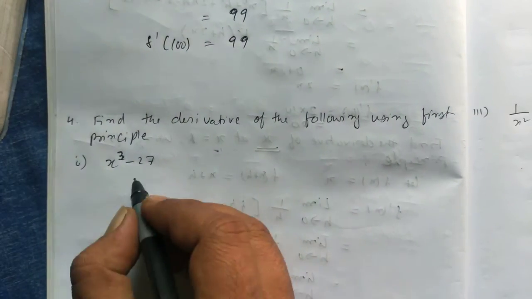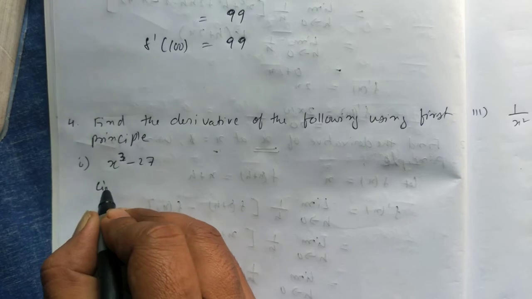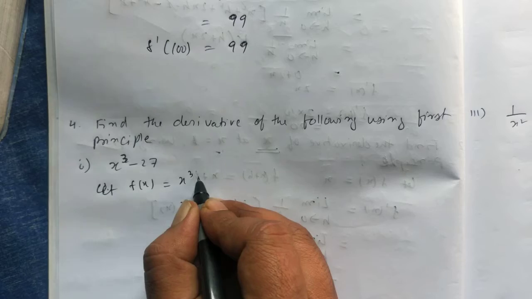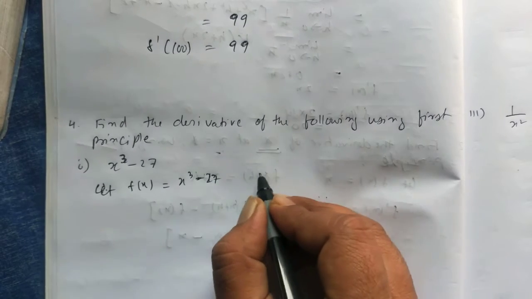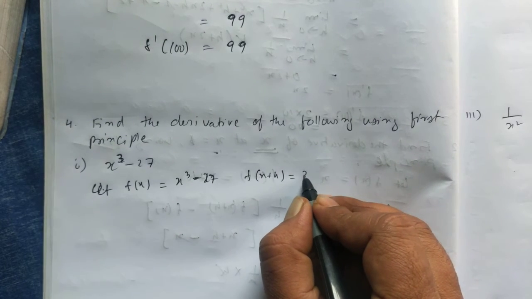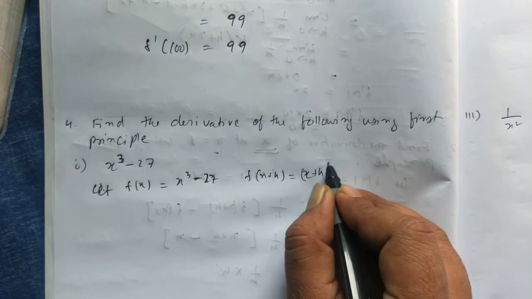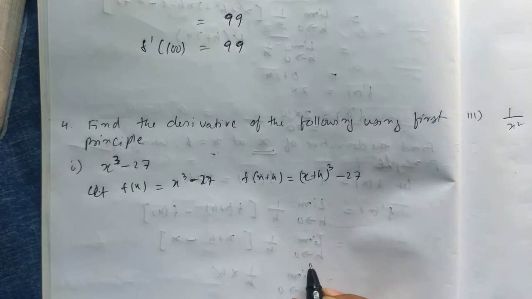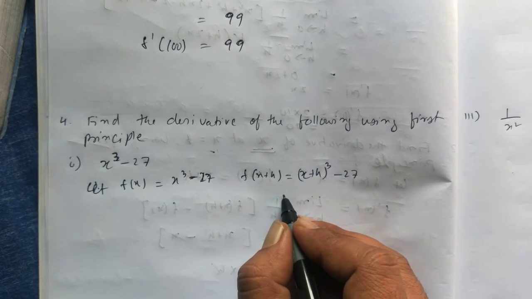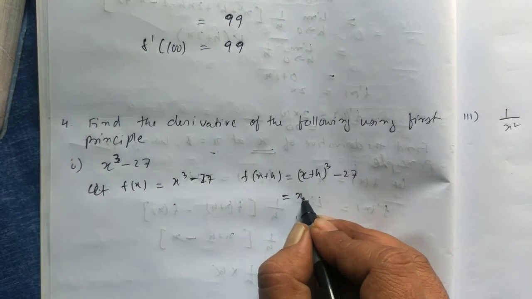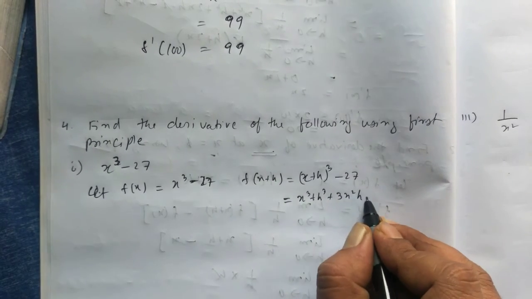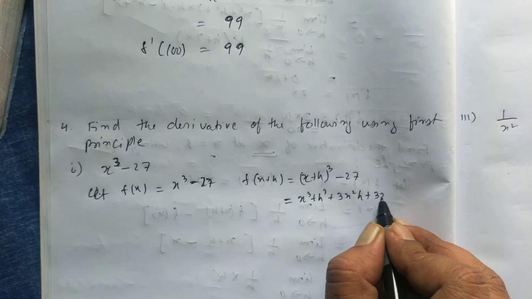This also you have to derive using the first principle. So f(x plus h) will be (x plus h) whole cube minus 27. If you want to solve here also, no problem, afterwards you can put the value. So (a plus b) whole cube is a cube plus b cube plus 3a square b plus 3ab square.